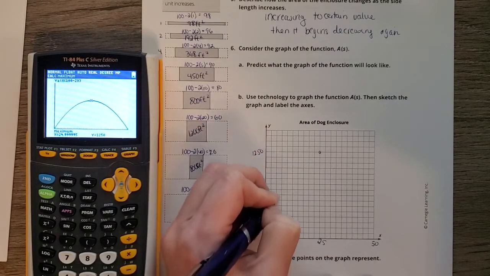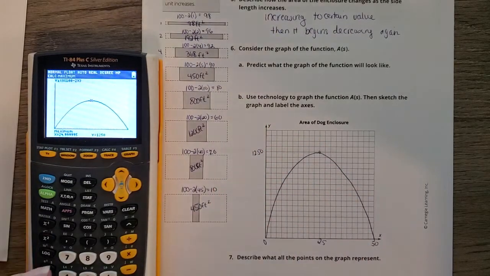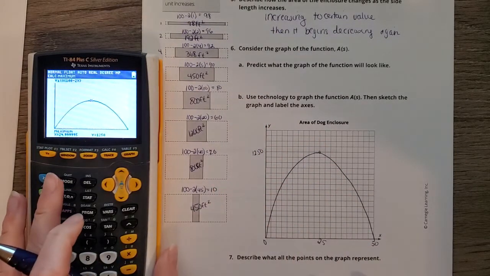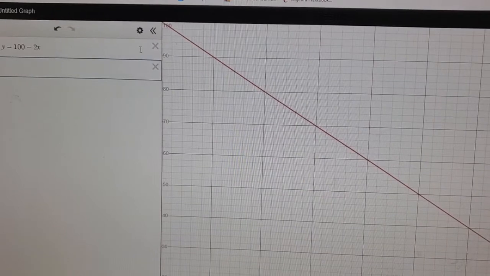So it's going to curve up to the 1250 and back down to the 50. Okay, so that's our picture. If you're using Desmos, you go back into the equation here. We're going to exit this out.